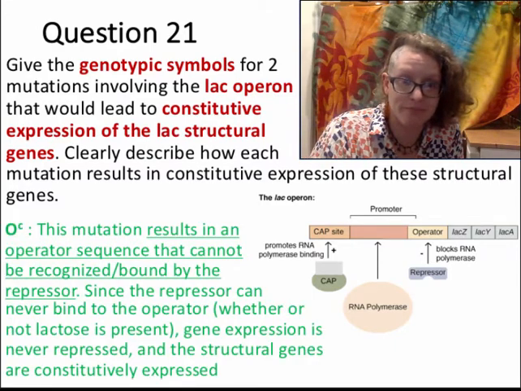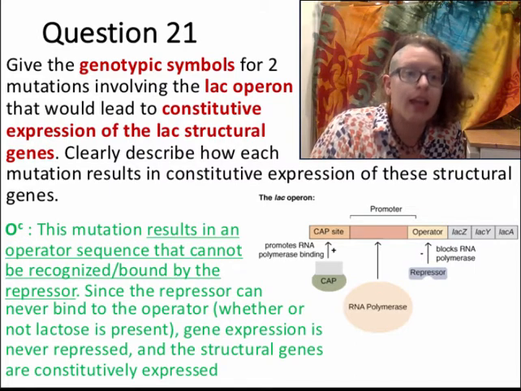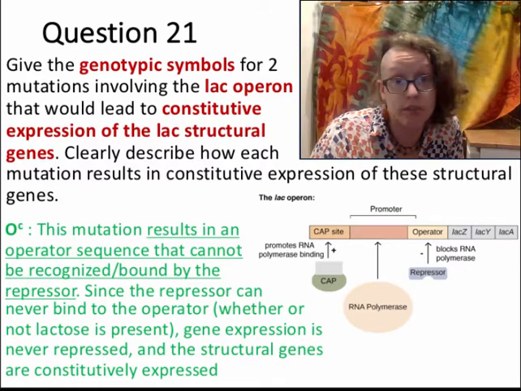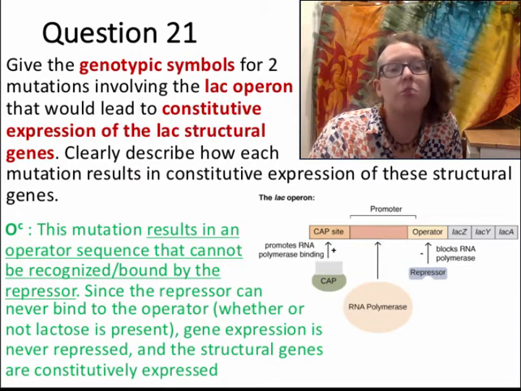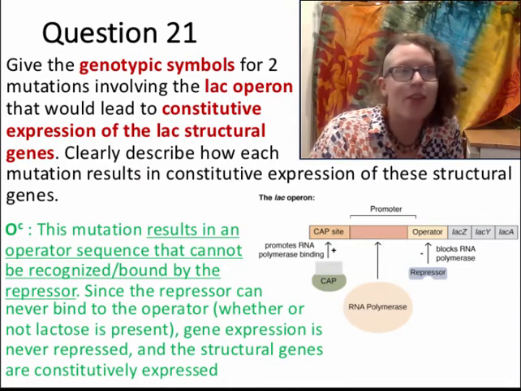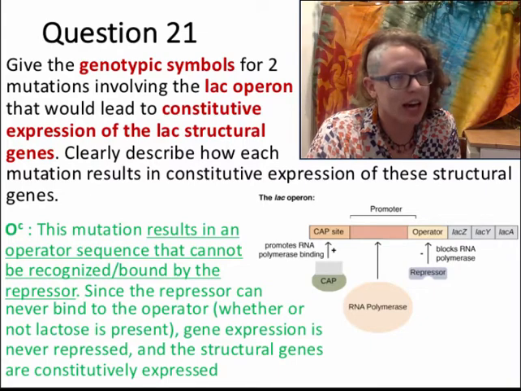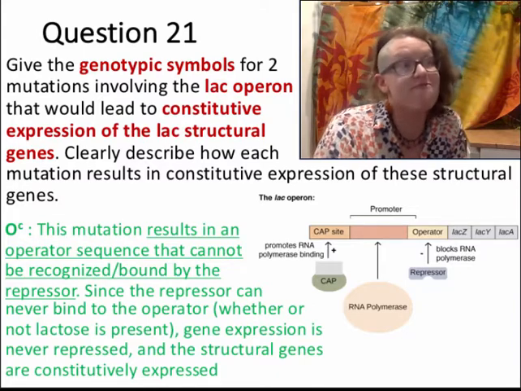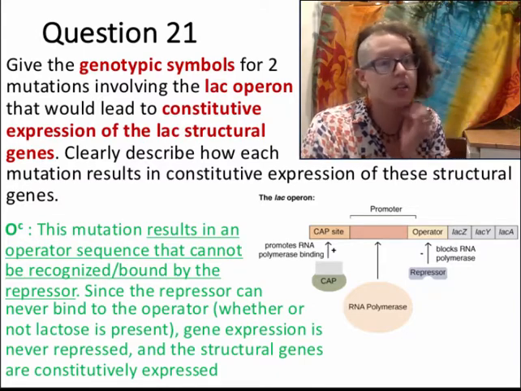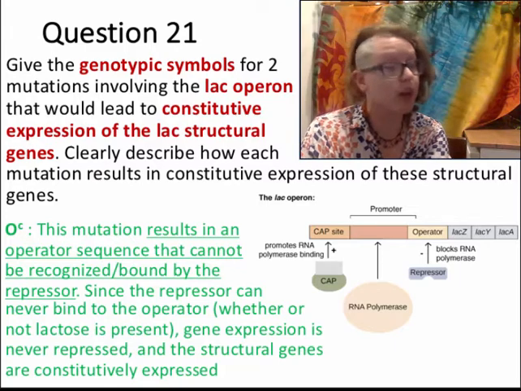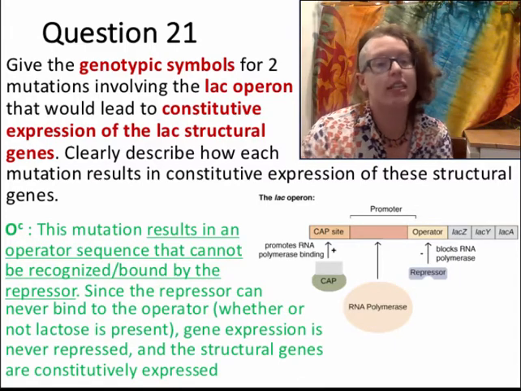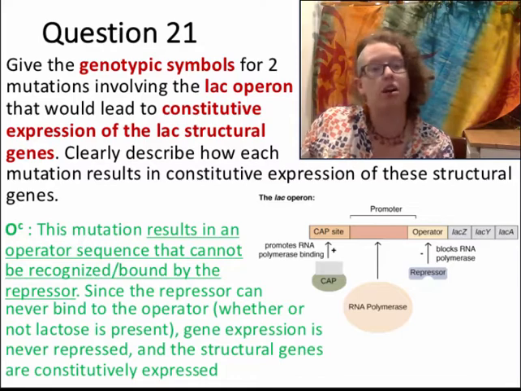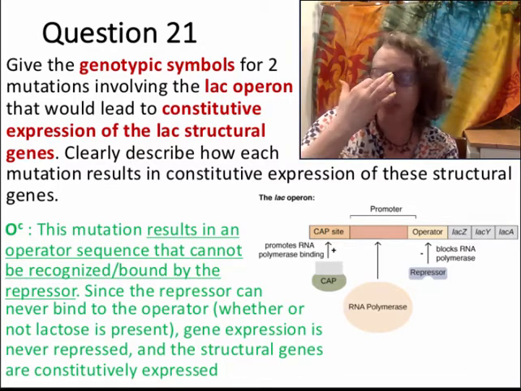This is the other one, OC. This is a constitutive operator. That's what the C stands for, constitutive. This mutation results in an operator sequence that cannot be bound by the repressor. So it's kind of the partner to the I-, it's the OC. That's the counter. It results in the exact same functional outcome. Since the repressor can never bind the operator, whether or not lactose is present, gene expression is never repressed, and the structural genes are constitutively expressed all the time.